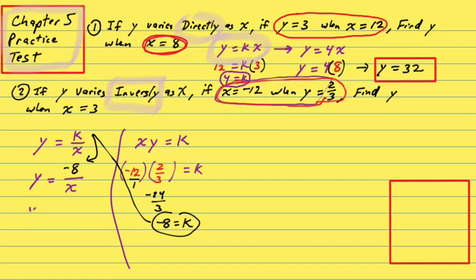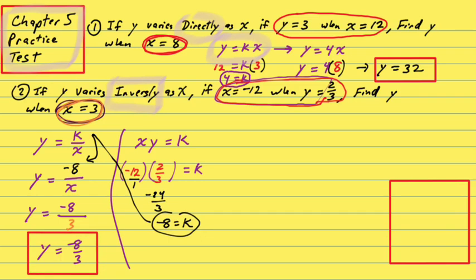Now they want us to find y when x is what? Well, I think it says right here when x is 3. So I'm going to put a 3 in, and my answer for this is going to be y equals negative 8/3. Okay, after 1 and 2, which are variation questions, 1 is direct and 2 is inverse variation.